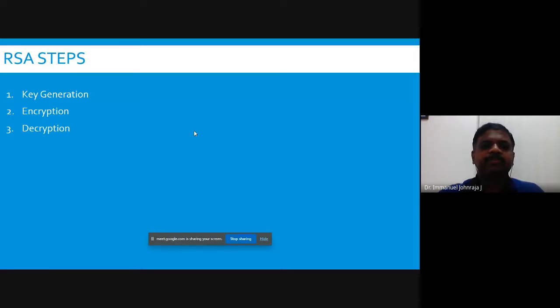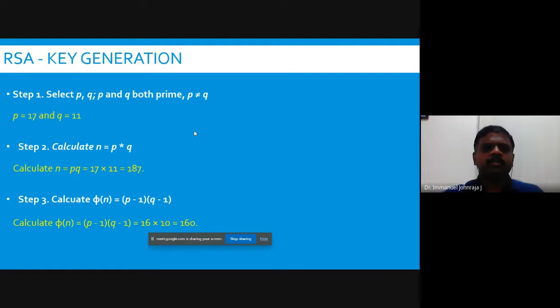Once we see that, we are also going to see how the encryption and decryption can be done in RSA. So let's go stepwise. Very simple, but you are supposed to remember these steps. First step: we are going to choose two numbers, P and Q. What is P and Q? It's a standard representation used for the RSA algorithm.